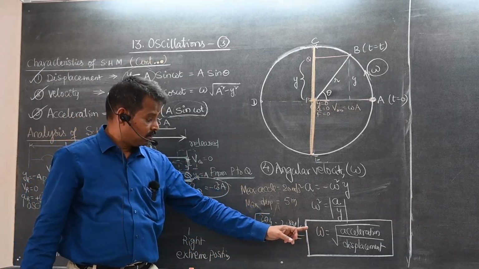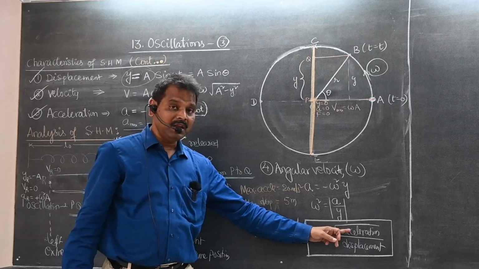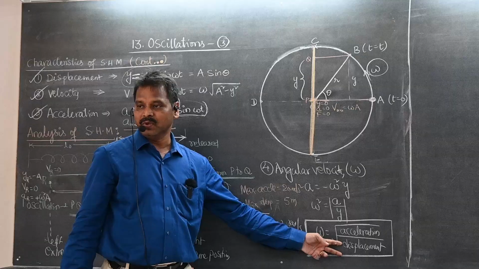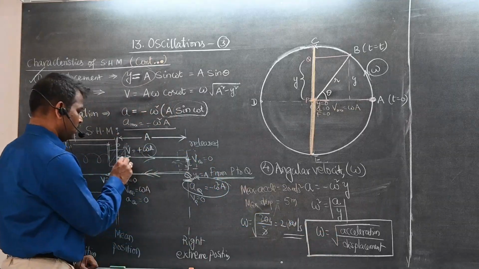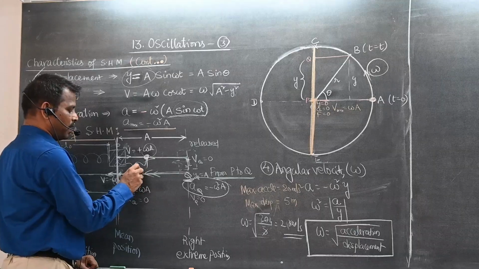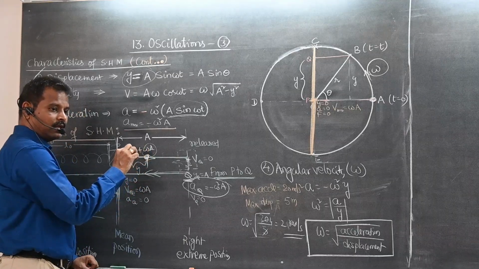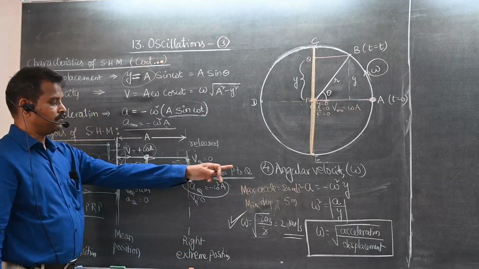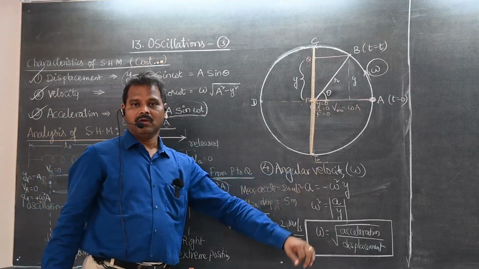That's why omega is any acceleration by the corresponding displacement, not only maximum acceleration by maximum displacement. Suppose we take the acceleration at this point and the displacement at this point, this acceleration by this displacement will give omega. This is the fourth one, angular velocity.